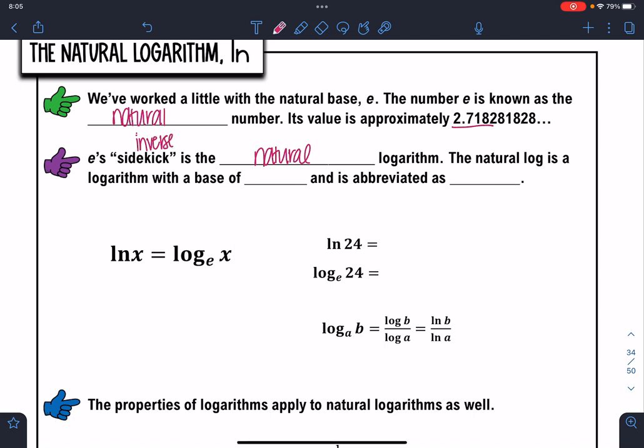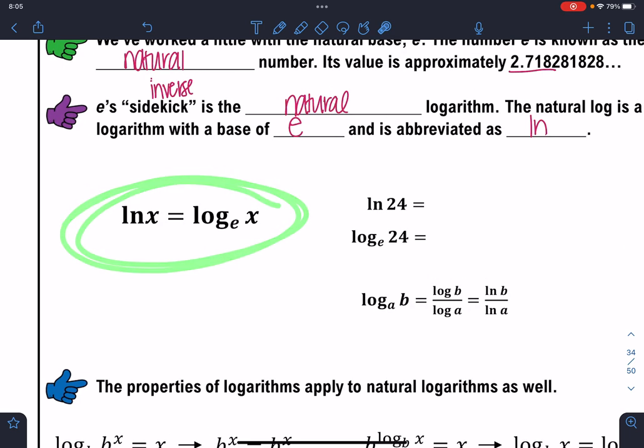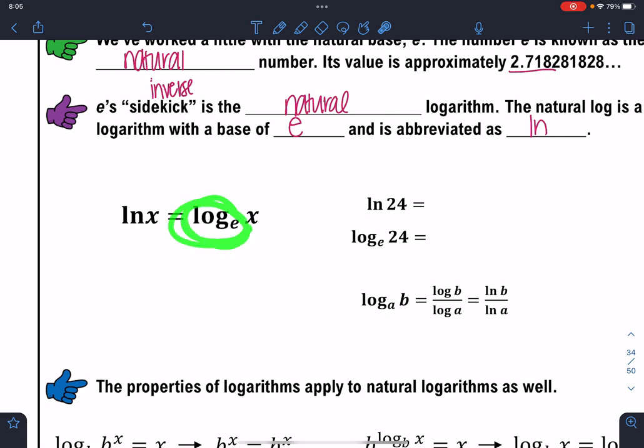So e's sidekick is the natural logarithm, and the sidekick is more like the inverse. You will get to use the natural log and e in pre-calculus a lot, and especially in regular calculus a lot. So you will see this number and this natural log appear over and over again. So the natural log is a logarithm with a base of e, and it is abbreviated as ln. So ln is the same thing as log of base e. Again, we're just using different letters to describe the same thing.